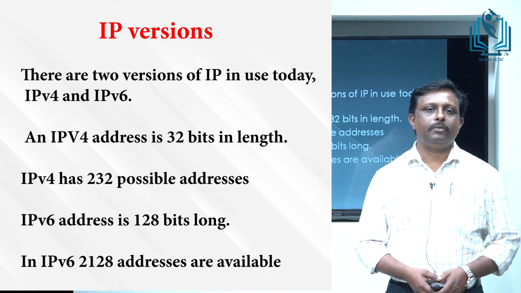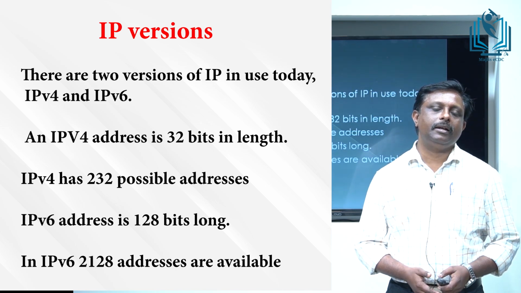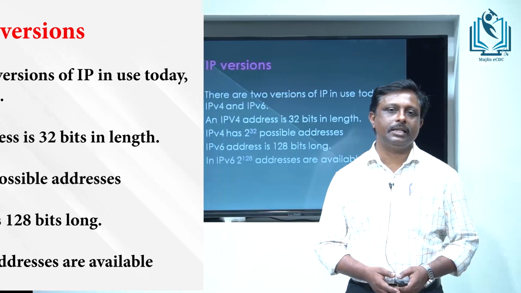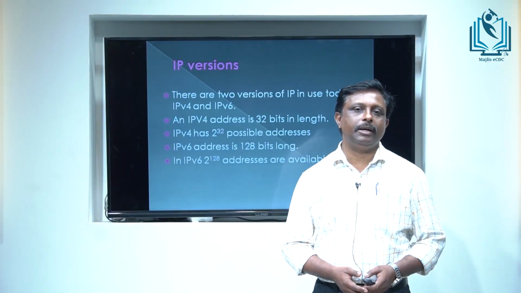Now we can discuss different versions of IP address. There are two versions of IP address. One is IP version 4 and the other is IP version 6. IP version 4 is represented in 32-bit and IP version 6 is represented by 128-bit. Now we can discuss the two versions, IP version 4 and IP version 6, in detail. Now I am going to discuss IP version 4.